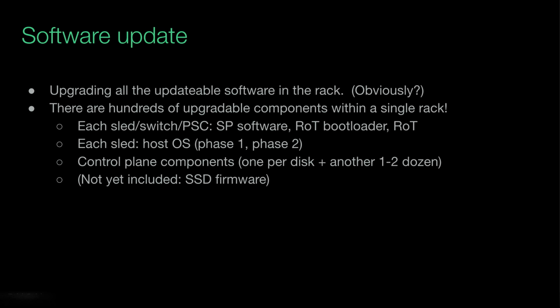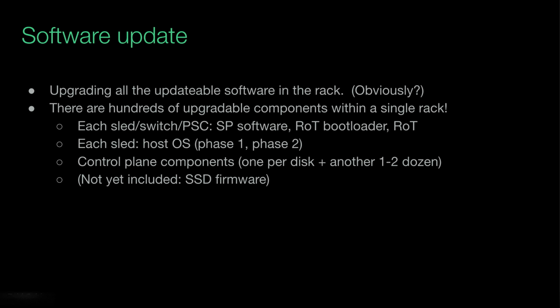We also have the switches. Each of those also has the SP, ROT, and ROT bootloader. Those are different than the ones on the sleds. We also have that for each of the PSCs. Again, different components. And then in terms of the control plane, we have a storage component called Crucible that runs on every disk. And then we have another 5 to 10 control plane components that get deployed redundantly across the whole system. So it's a lot of different pieces.